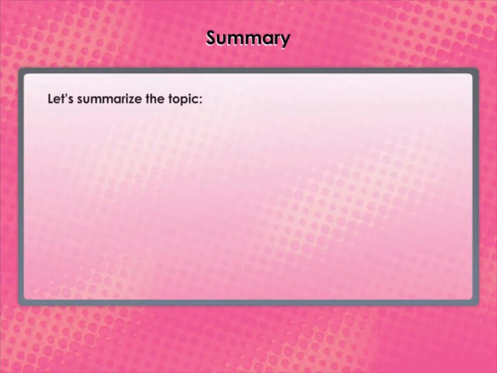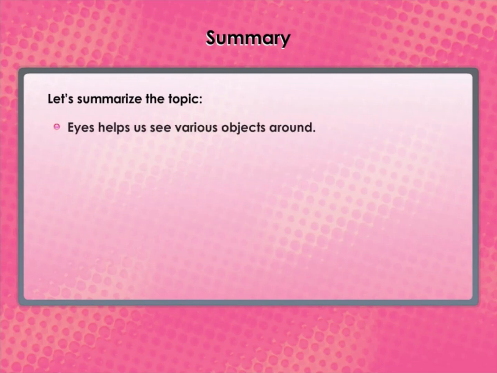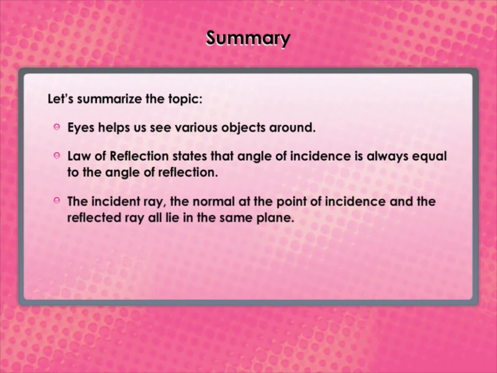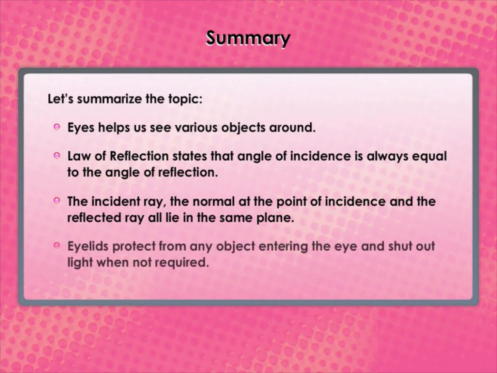Summary. Let's summarize the topic. Eyes help us to see various objects around. Law of reflection states, angle of incidence is always equal to the angle of reflection. The incident ray, the normal at the point of incidence, and the reflected ray all lie in the same plane. Eyelids protect from any object entering the eye and shut out light when not required.